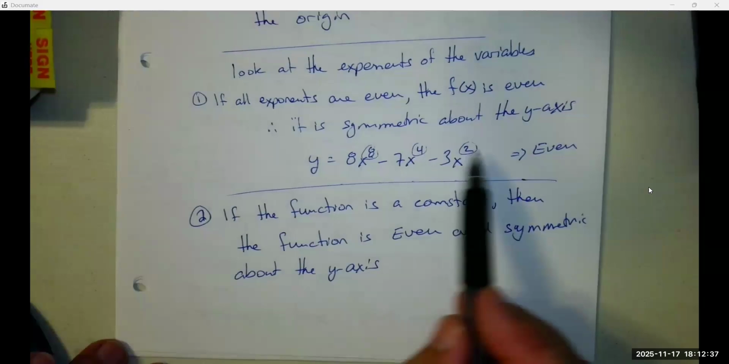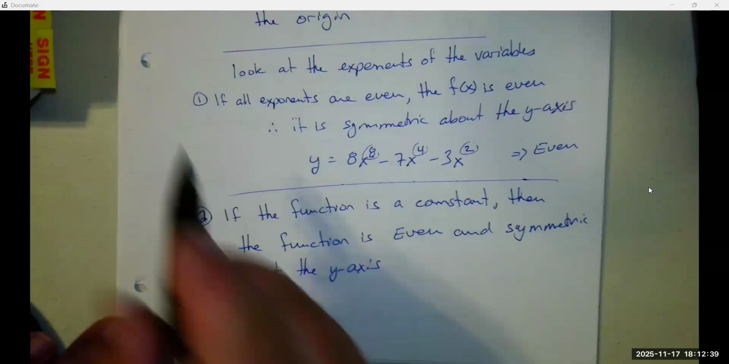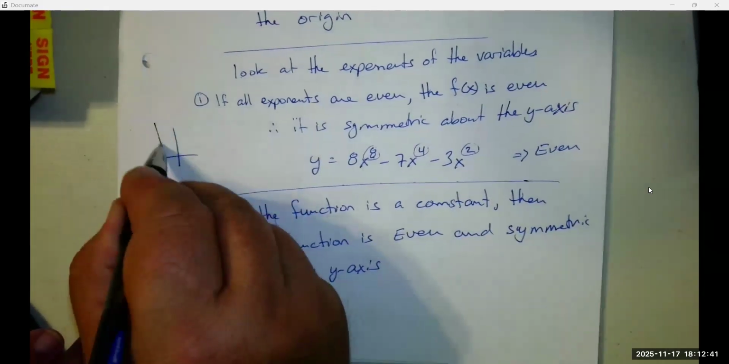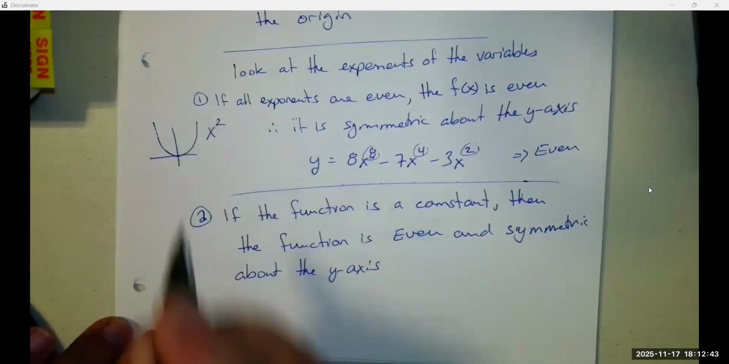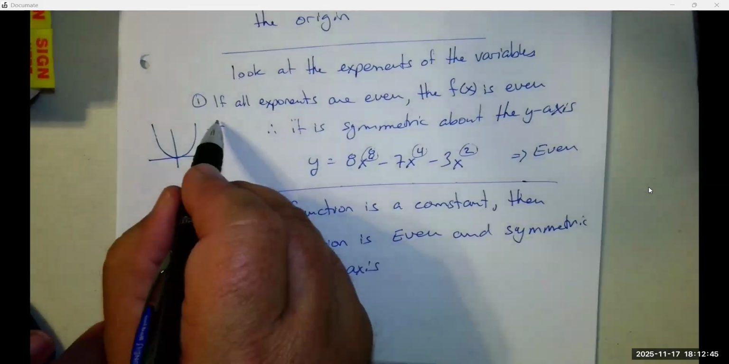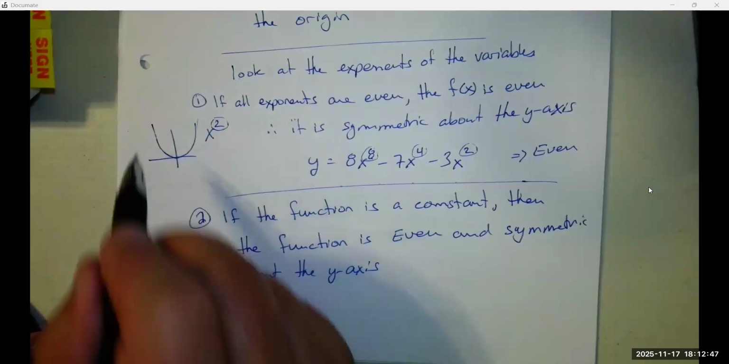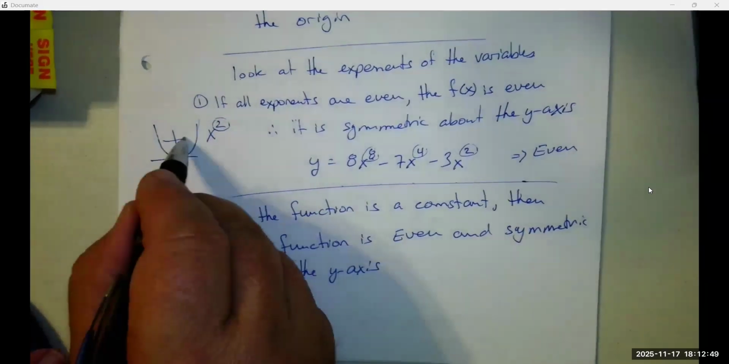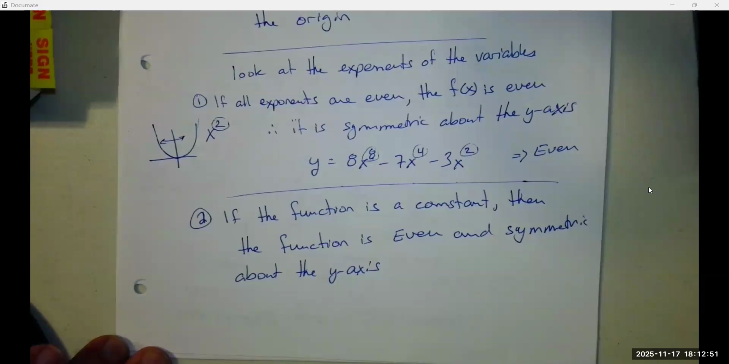Okay, so the first one is pretty easy. If all the powers are even, we know that from this equation, x squared. If the only power you have is even, then it looks like this. So it's symmetric about the y-axis.